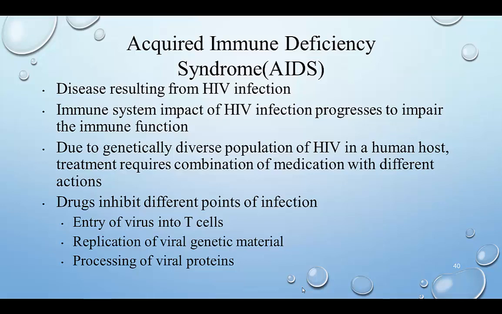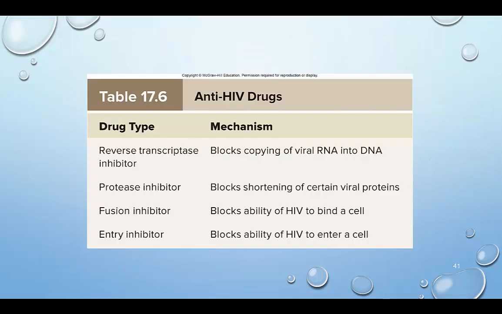The treatment requires a combination of medications that have different actions. So drugs can work at different points of the infection. They can work at entry of the virus into the T cell, the drugs can be geared at replication of the viral genetic material, or it can be directed at processing more viral proteins. So here's some drugs that you can get. Protease inhibitors, they shorten the viral proteins. Fusion inhibitors, they block the ability of the HIV to bind to the cell. Entry inhibitors keep the HIV from entering the cell.